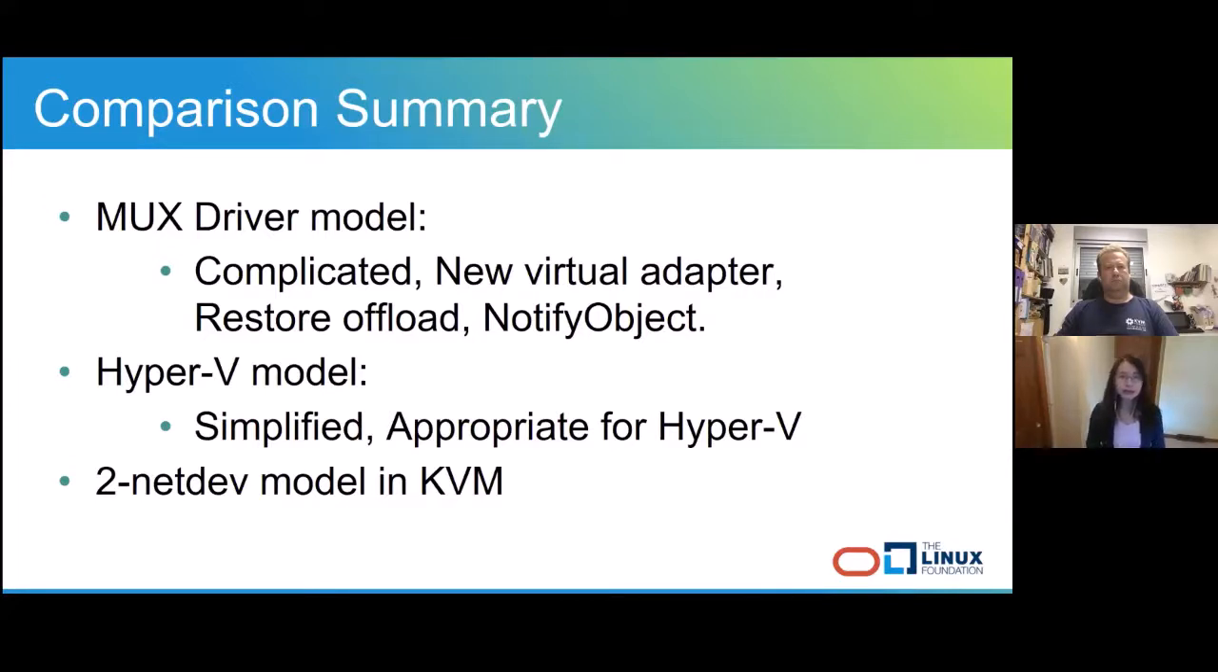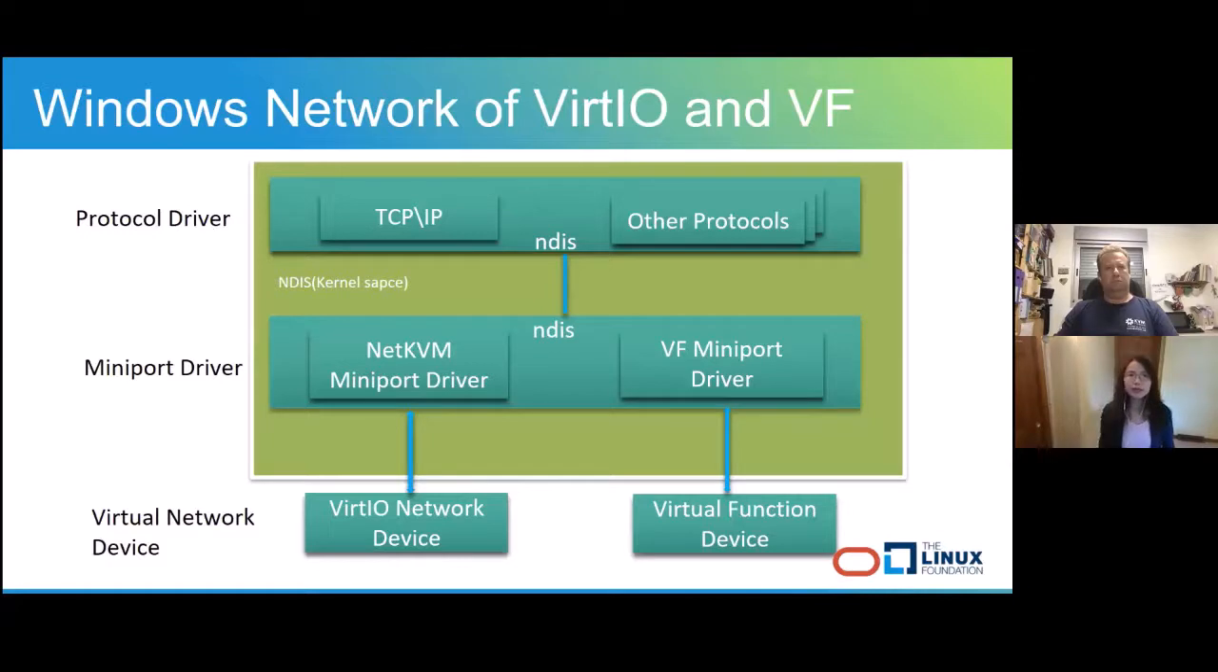The idea here is to combine the MAX driver model and Hyper-V model solutions together, and that's the 2-netdev model in Windows. So let's take a look at the regular network, virtual network, and the virtual function network. They have their own miniport drivers to serve them. That's the NetKVM and the VF miniport driver. These drivers bind to the upper-layer protocol directly.